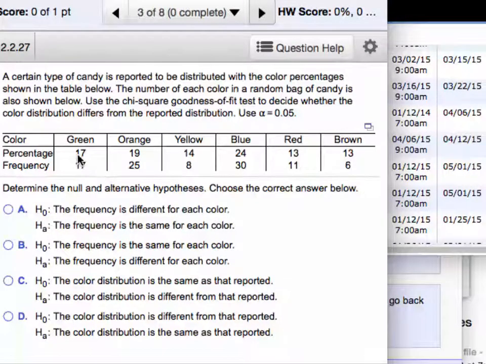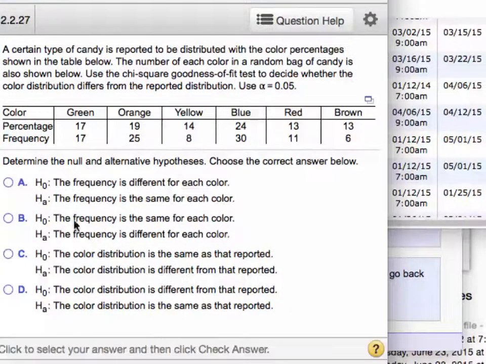Is this the observed or expected? What is this? Oh, you have to get the expected from the percentage. The number of each color in a random bag of candy is shown below. So the percentage is expected and the frequency is observed, is what I'm reading there. Reported to be distributed with the color percentages. A random bag is the number of each. So this is the expected, and observed is the second row. So we can do this without doing the table.